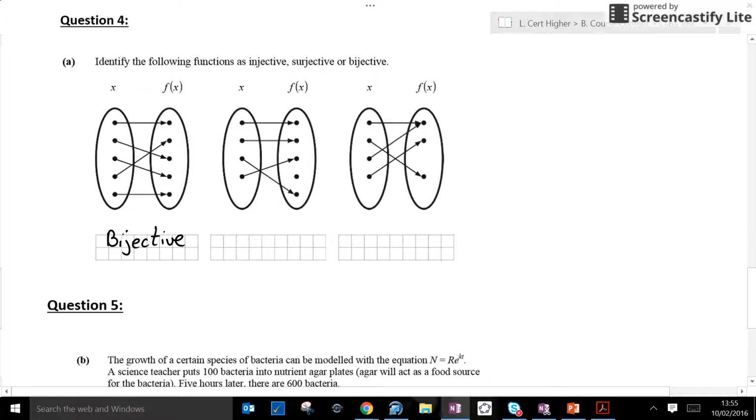Our next function is, again, a one-to-one mapping. However, we have one output that has no input. Therefore, it is injective.